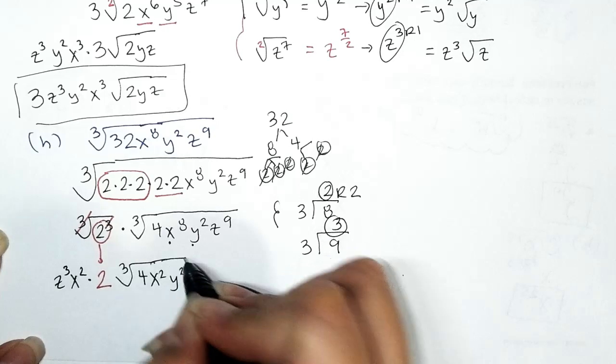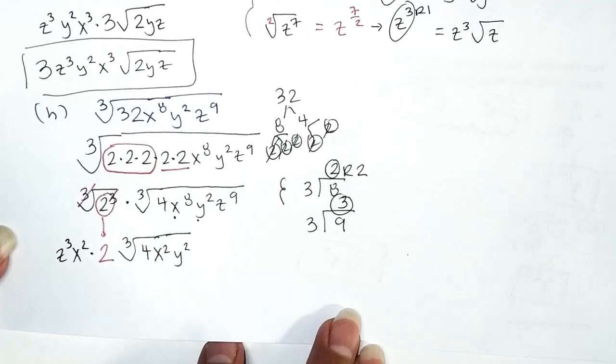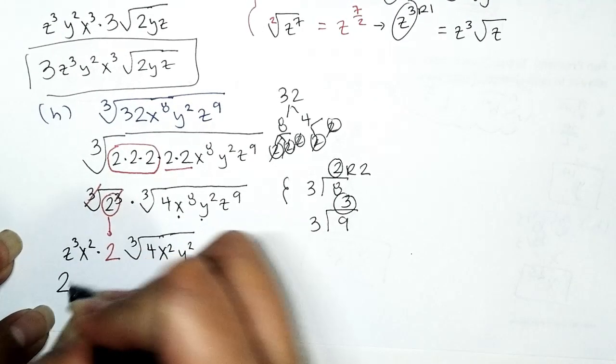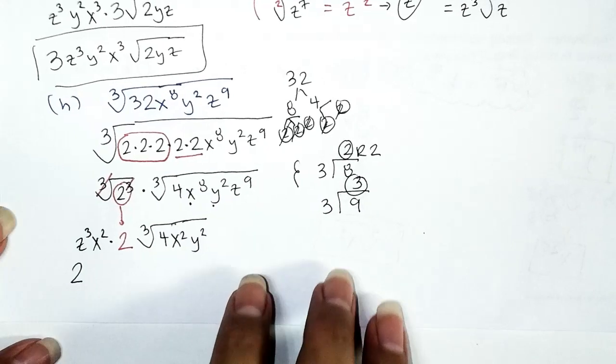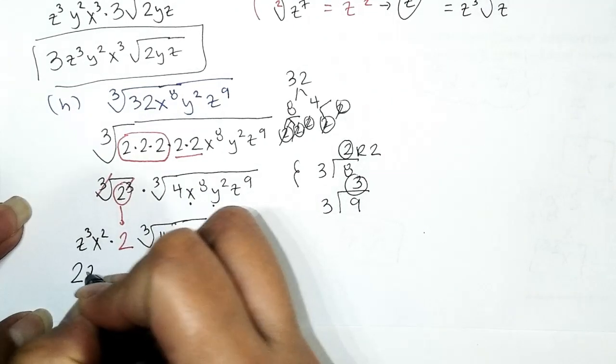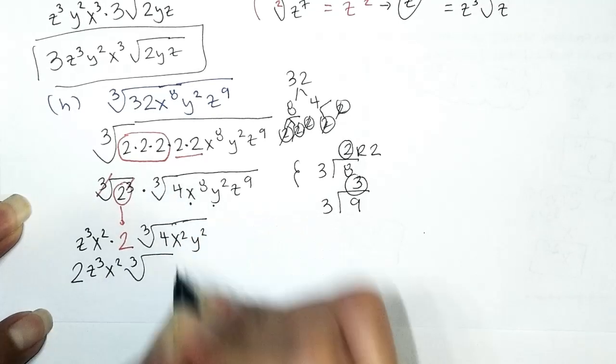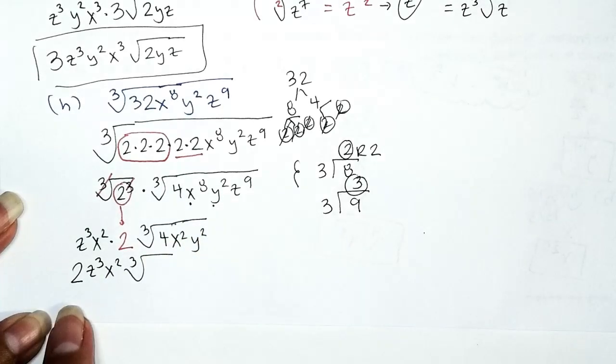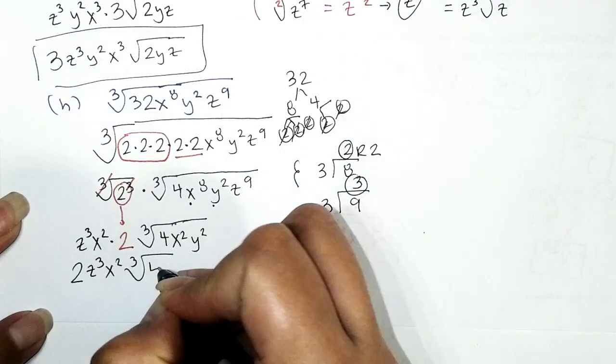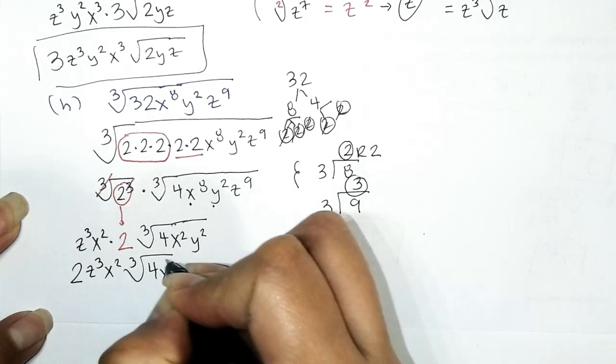Let's just rewrite it to make it aesthetically pleasing. So that will give us 2 times the variable factors in the order of your liking. If you want to put the x first, go for it, it doesn't really matter. And that will give us 2 times z cubed times x squared times the cube root of 4x squared y squared. Cool.